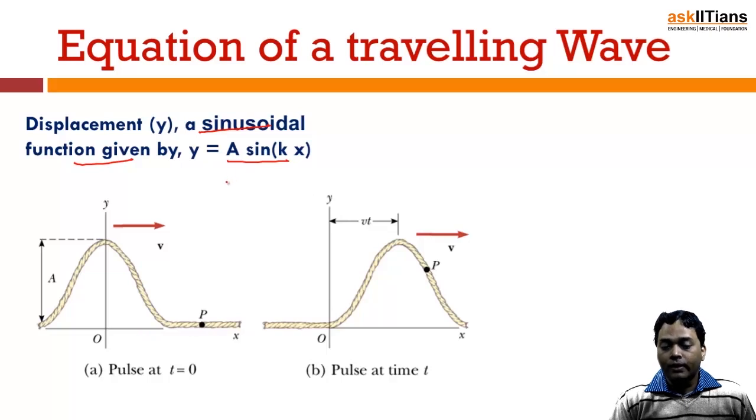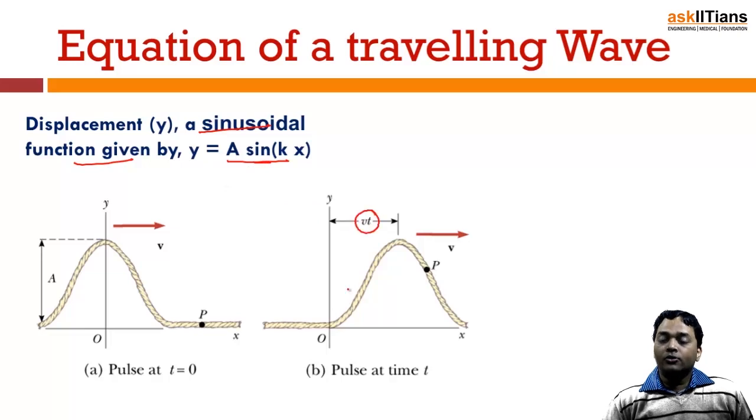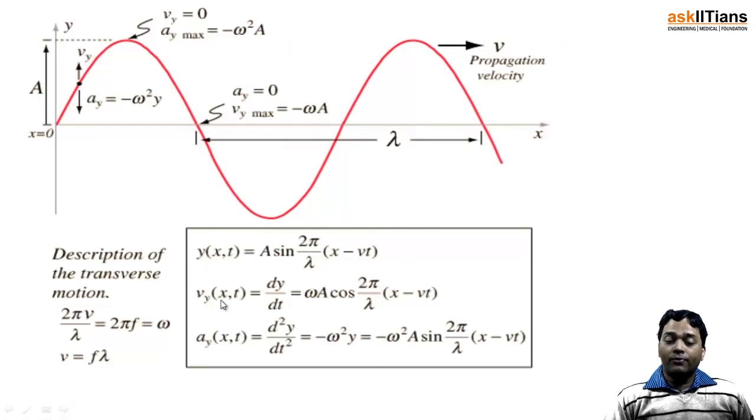Here, because it's a sinusoidal function, we can write it in the form of sine, and since there is also a factor of v times t, we need to take that into account as well. So what exactly is k? k is defined to be nothing but the wave number.